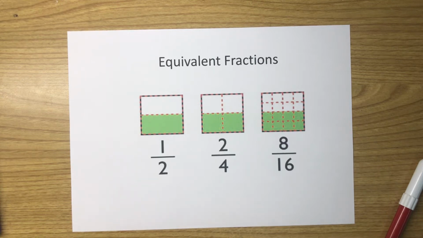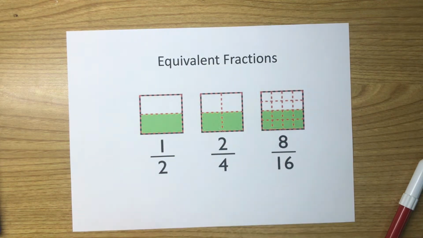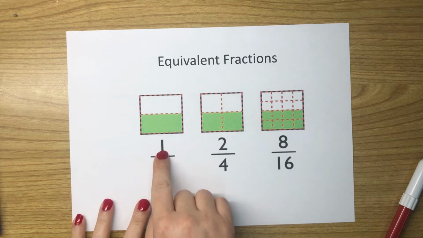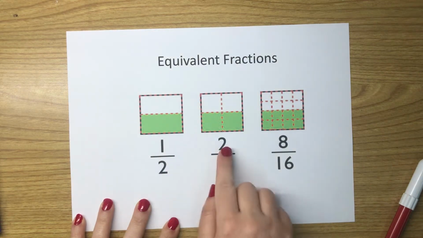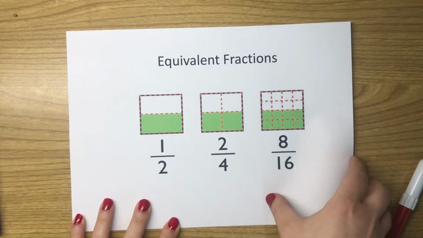Okay, can you find the relation between the numerators and the denominators? How did 1 change into 2, and then into 8, and 2 change into 4, and 4 change into 16? Keep it in mind because I'm going to explain it a minute later.